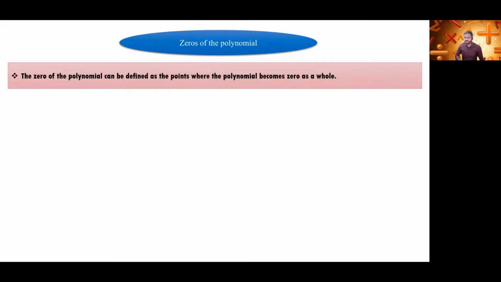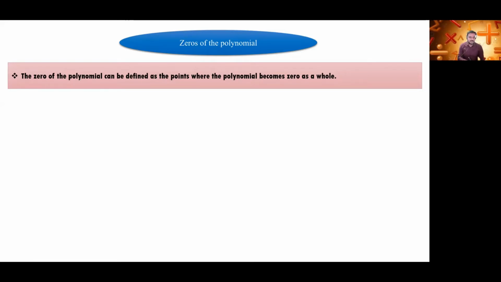Yes, Devanshu. Yes, Sushant. Yes, sir. For linear polynomials, there is one zero. For quadratic, there are two zeros, and for cubic, there are three zeros.